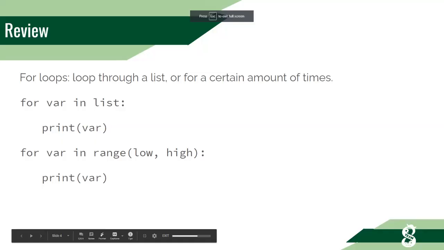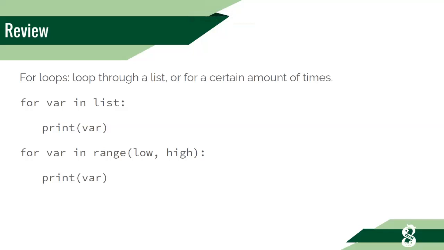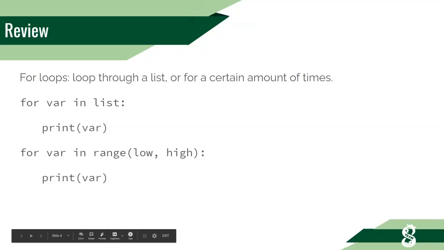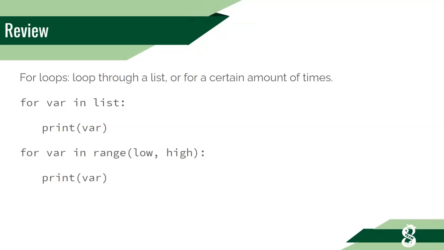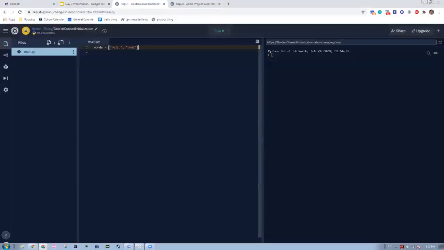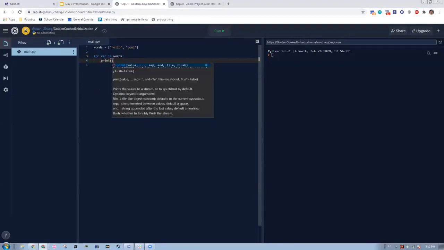So we also have for loops, which can loop through either a list or they can loop through a code a certain amount of times that you want it to loop through. So in this case, we're having for var in list, and then we're printing out var. So let's try that. For var in words, because that's our list. And then we want to print out var.